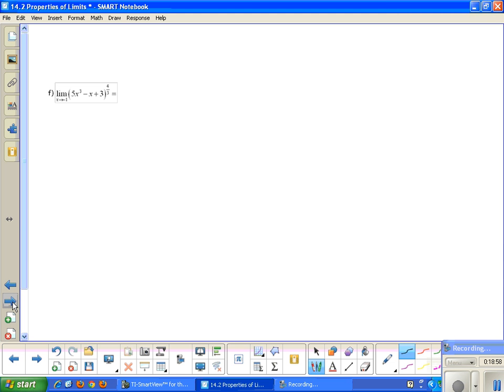For the next one, now we have the limit as x approaches -1 for this function. Remember, when you have a rational exponent, which means a fraction exponent, you can rewrite that as a radical. So this is the limit as x approaches -1 for the function 5x cubed minus x plus 3. This would be all to the 4th power, and this is cubed.